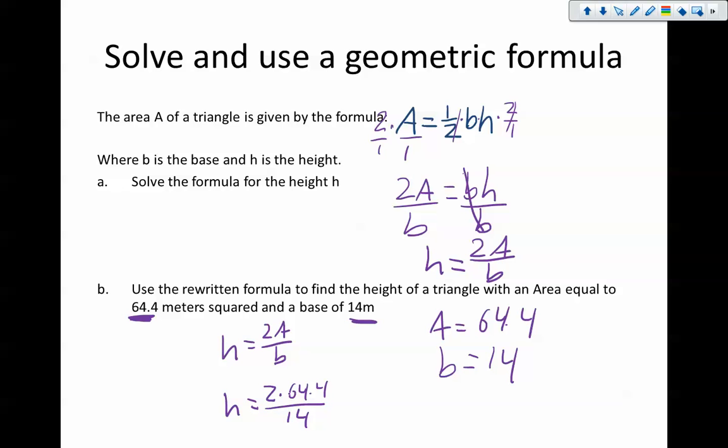And now we just do the math, right? 2 times 64.4 is 128.8. So I have 128.8 over 14. And then I've got to divide that, 128.8 divided by 14, which turns out to be h equals 9.2. So again, notice on this one, I got rid of the 1/2 by multiplying by the reciprocal. So that gave me 2a. And then to get rid of the b, because it's multiplying, I divided. After that, I used the two values they gave me. I plugged it into the formula and found my response.